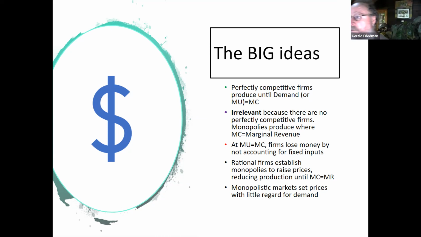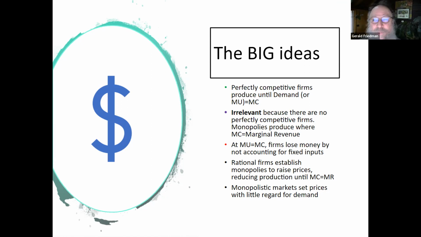Now, in this neoclassical perfectly competitive world, the firms will choose how much to produce at what price by the point where that downward sloping demand curve intersects their upward sloping marginal cost curve. So they'll produce where marginal utility equals marginal cost, which is pretty good from the neoclassical perspective. That's almost as good as standard perfect competition.